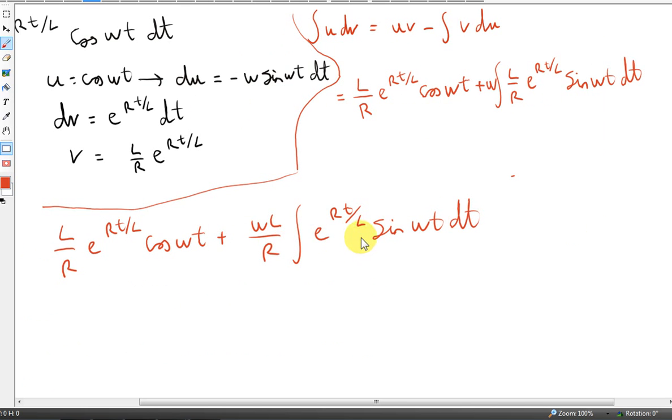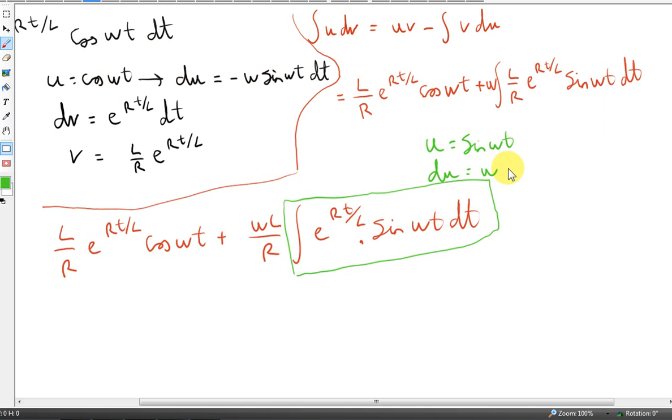Unfortunately, as you can see, we have to do another integration by parts. So let's just quickly go through that. We let u equal a trigonometric term like we did here. So in this case, u is sine omega t. So du, the derivative of sine is cos, and we have to multiply by the derivative of the angle, which is omega. dv then is what's left, e to the RT over L times dt.